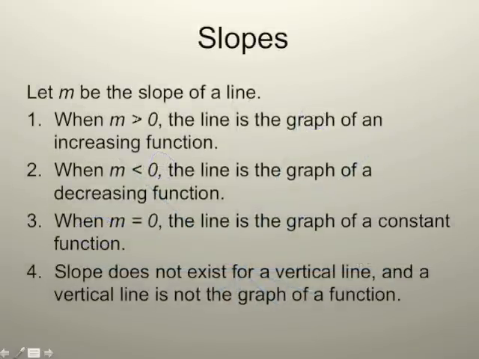So if m is the slope of the line, if it's greater than 0 or positive, it's increasing from left to right. It's an increasing function. If the slope is negative or less than 0, it's a decreasing function. It's going down, left to right. If the slope equals 0, it is a constant function. It's just a horizontal line. If the slope does not exist for a vertical line, a vertical line is not the graph of a function.